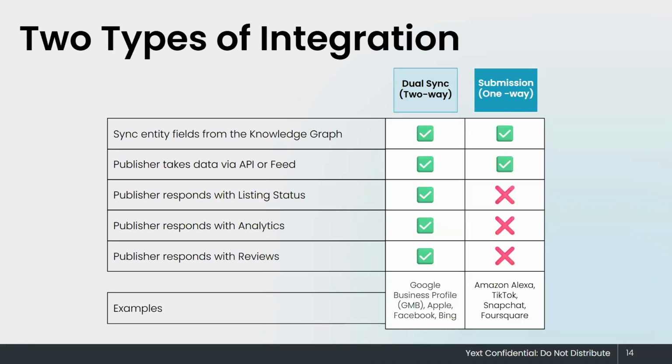So you can see here, there are some examples of feed publishers at the bottom. That's Amazon Alexa, TikTok, Snapchat, Foursquare. Now, one thing I will say as well is we are always continuously looking for new publisher partners, but also looking to continuously build on the relationship we have with certain publishers. So it could be, I don't want to promise anything, but maybe a one-way publisher might become a dual sync publisher one day. So just be aware of the limitations of the feed publisher.